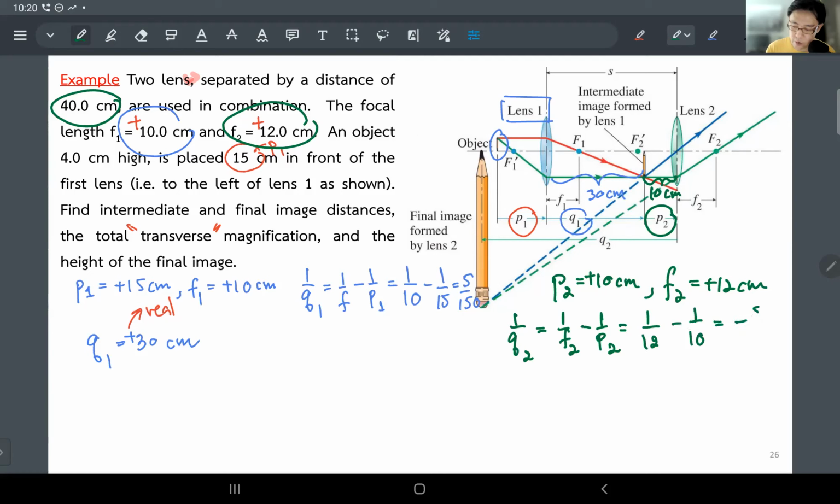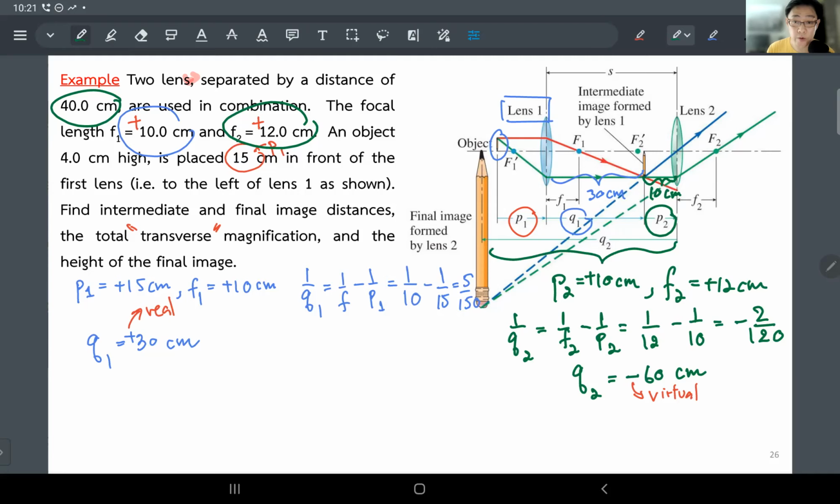Minus 2 over 120. So your final image, the image formed from the second lens, is going to be negative 60 centimeters, guys. So what does the negative 60 centimeters mean? First of all, it's now virtual because it's negative. And the negative is indicating that the image of the second lens will show up in the front side of the lens, which is right there. You guys with me here?